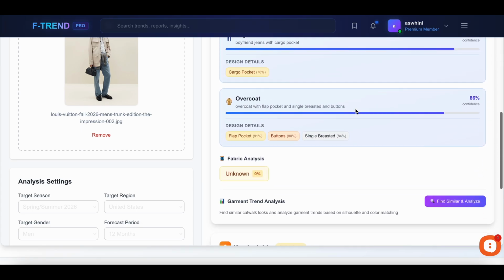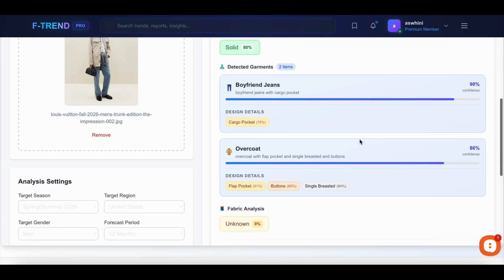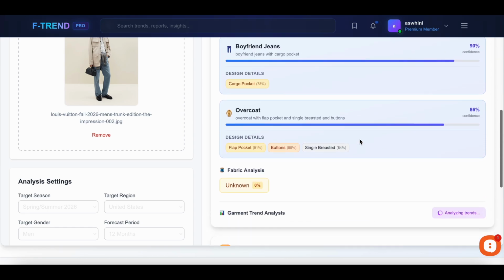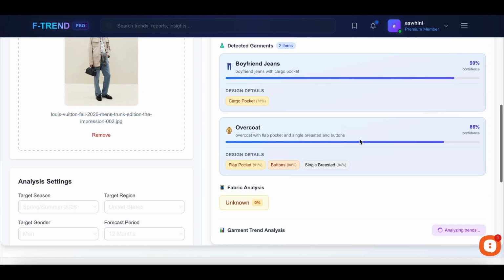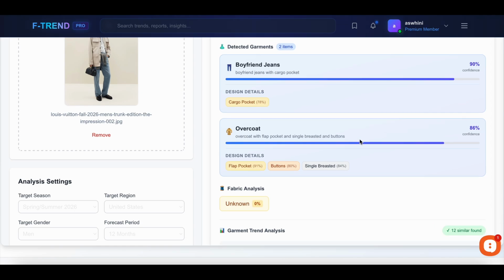And what's fascinating is that the system doesn't analyze them independently. Okay, explain that difference for us. Why is a combination so much more powerful than just looking at color trends and silhouette trends separately?